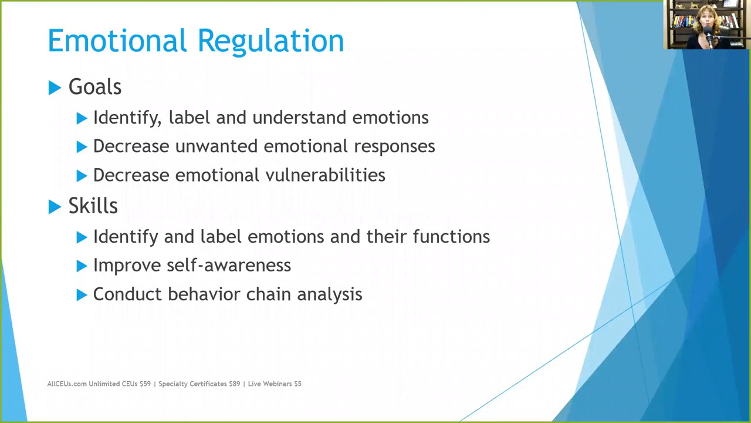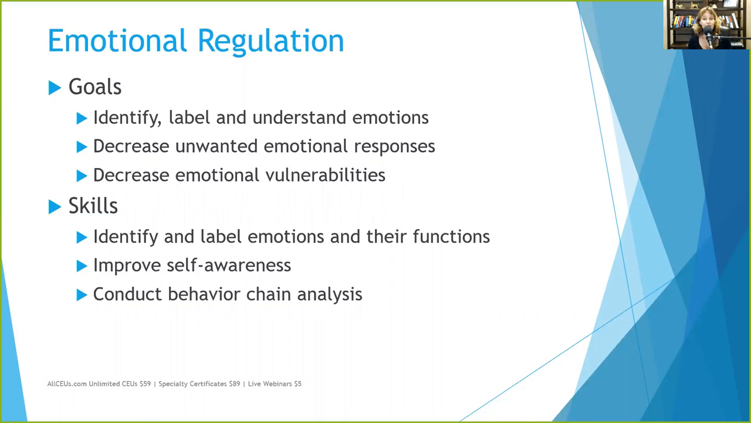The goals of emotional regulation. So once you've tolerated this distress, you've gotten through that initial surge, that initial, I cannot take this pain or upset. Then we need to move into emotional regulation. Help people identify, label, and understand their emotions and the functions of those emotions. Decrease unwanted emotional responses and decrease emotional vulnerabilities.